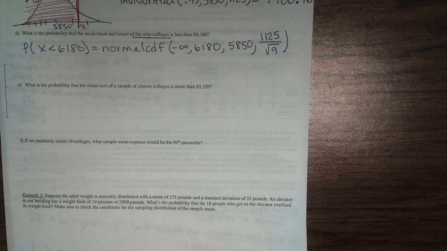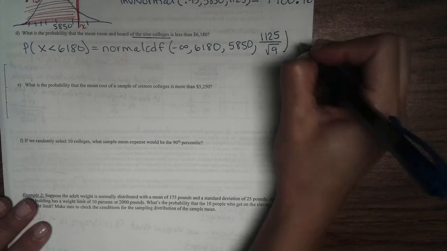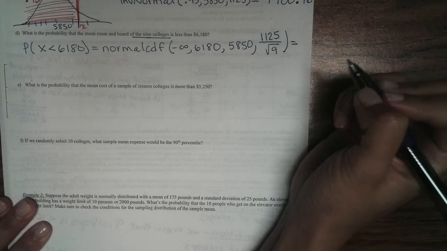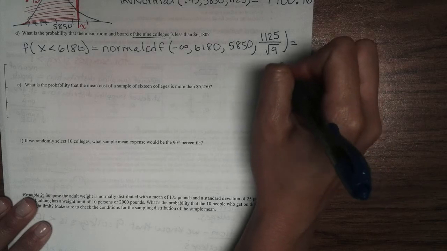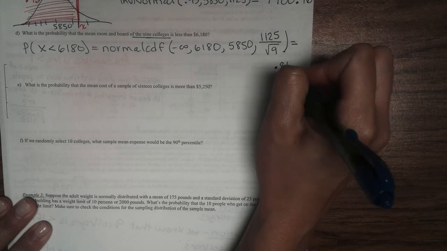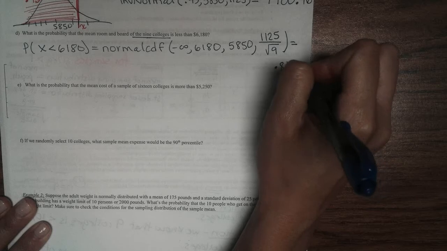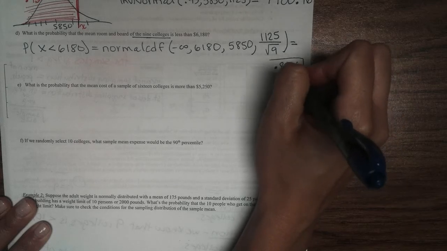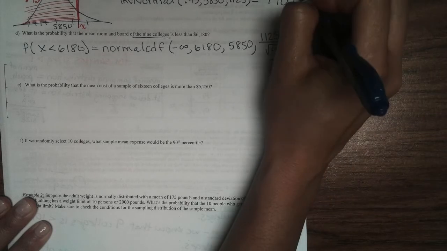The answer would be 0.81. Just type that in. So that's going to equal 0.806. It doesn't matter how you round. Just follow directions on the quiz to make sure you know how to round.